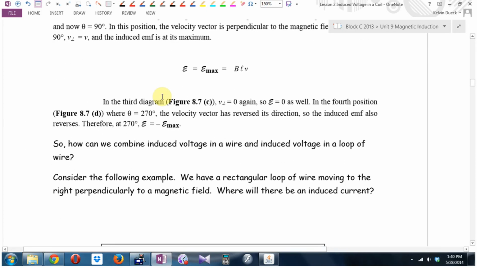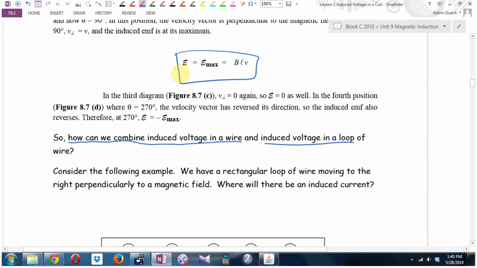Here's the question. How can we combine induced voltage in a wire and induced voltage in a loop of spinning wire? How can we combine them? Right now we have E equals BLV, which works great when I'm moving a wire at a constant speed, but not when I'm spinning. We've turned the page.